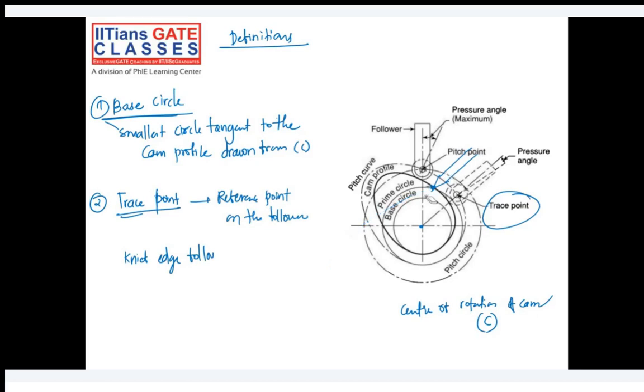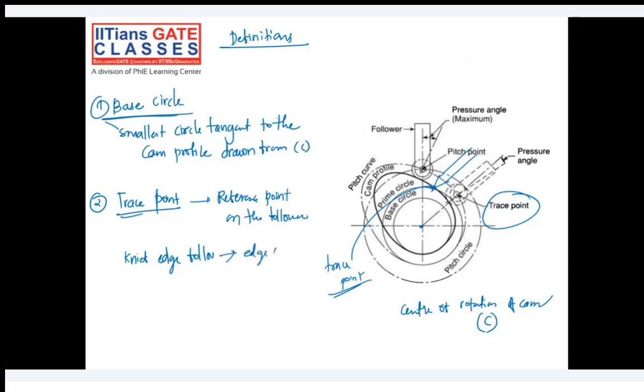But in case of a roller follower, as shown in this figure, the trace point is following the cam profile, but at a certain distance from it, like this, okay? Because here the trace point is the center of that roller, okay? It is not the point of contact on the cam profile. It is the center of the roller, okay? So that is a difference you should know. It's a reference point. That's why it is called a reference point on the follower.